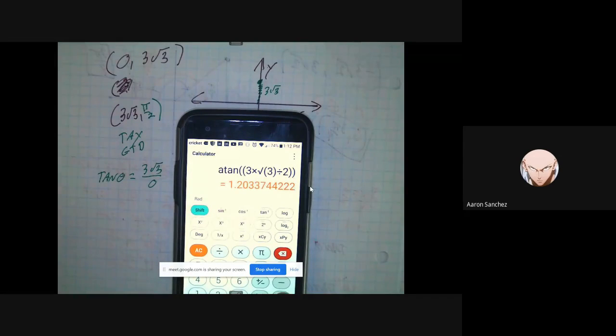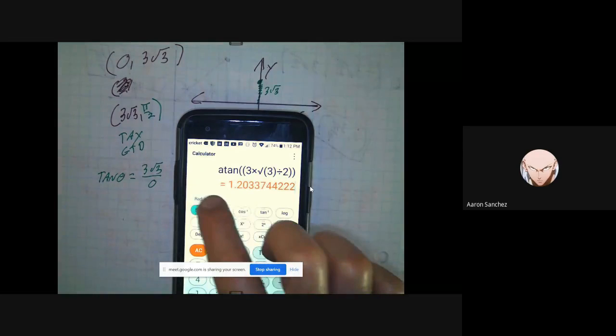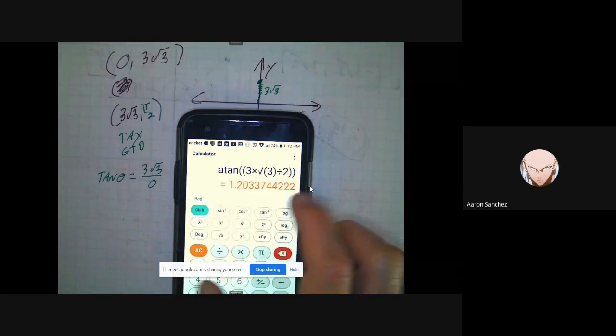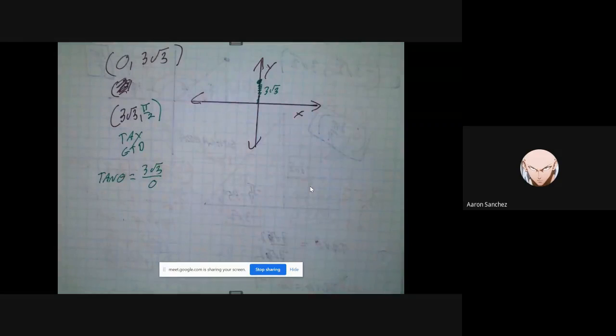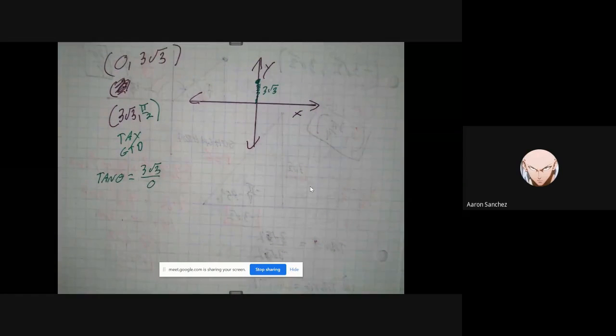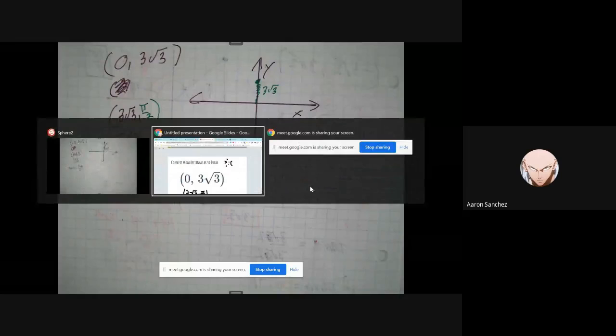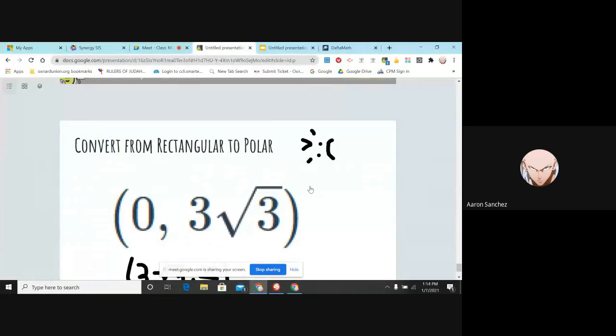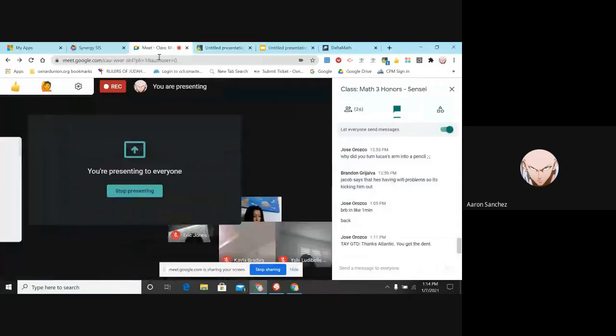Oh, because I'm in radians. I don't change it out of radians, but you can put it in your calculator. If you want me to show you how to do that on the calculator, I can show you when we go downstairs, or after class. Other than that, you can look on the unit circle. But that's pretty much it for the lesson.